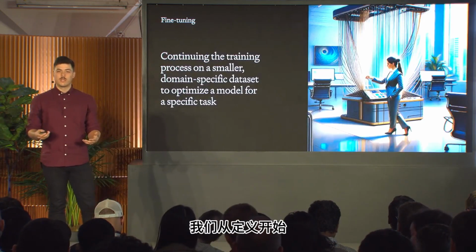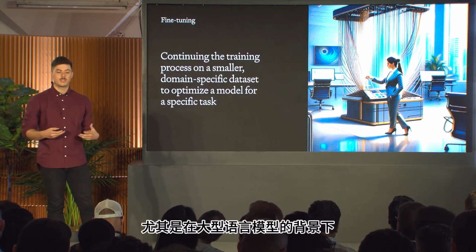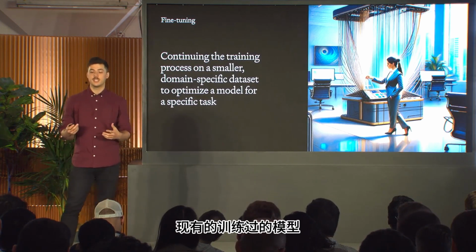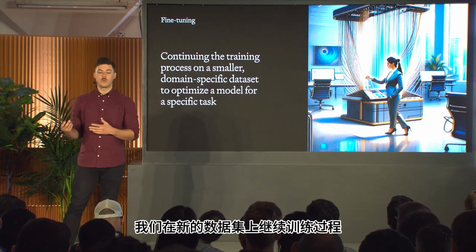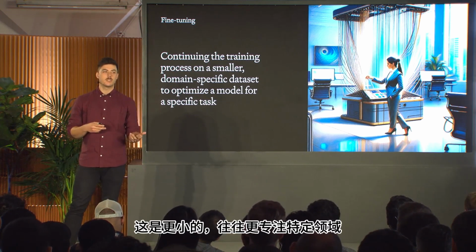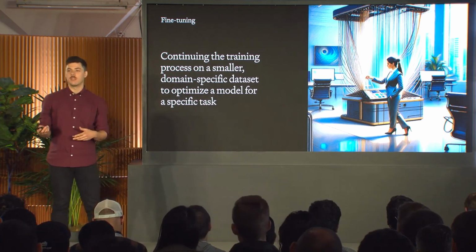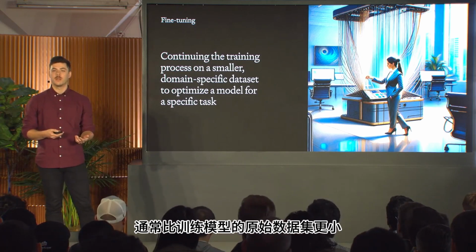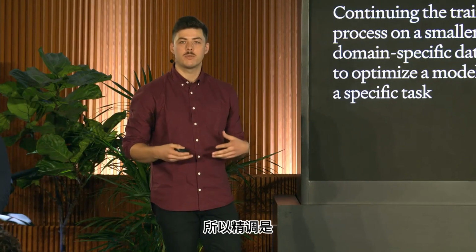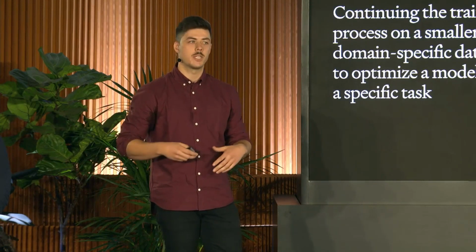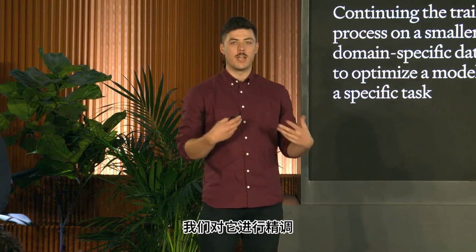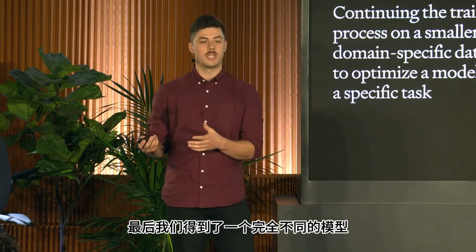So just to start off with the definition, fine-tuning, especially in the context of large language models, is when we take an existing trained model and we continue the training process on a new data set that is smaller and often more domain-specific than the original data set that the model was trained on. So fine-tuning is really a transformative process where we take a base model, we fine-tune it, and we end up with a different model altogether.